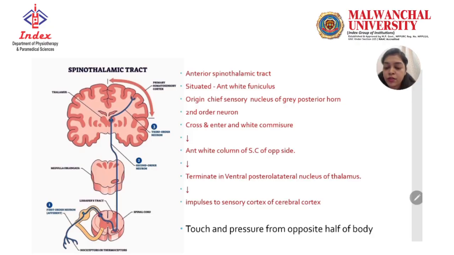क्रॉस करके एंटीरियर वाइट कॉलम ऑफ स्पाइनल कॉर्ड के अपोजिट में जाके it terminates in the ventral posterolateral nucleus of the thalamus. ये यहाँ पर थैलेमस में पोस्टेरोलैटरल पार्ट में चला गया, and then it sends its impulses to the sensory cortex of the cerebral part of the brain.